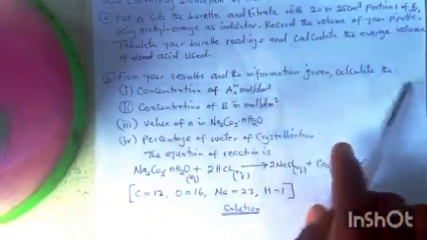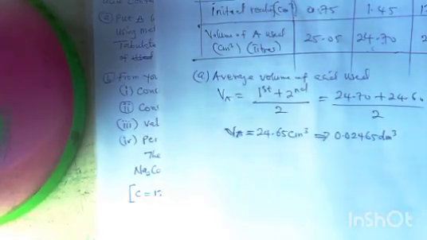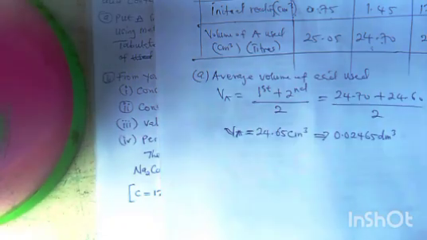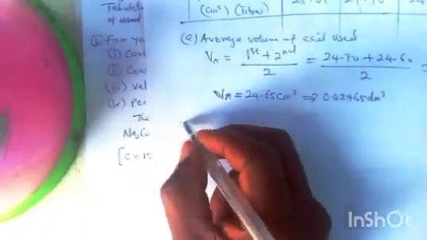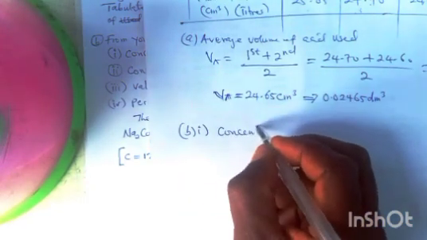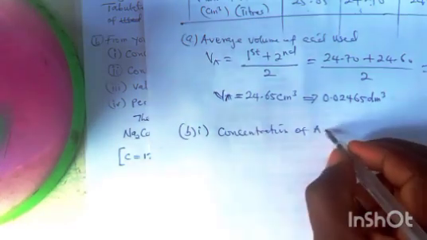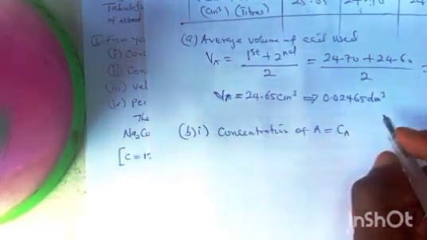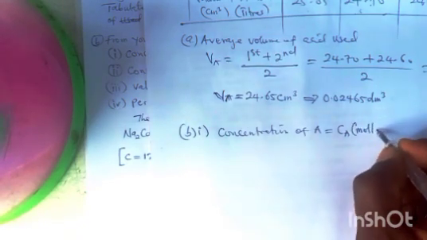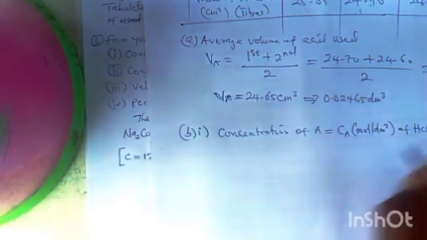Now the second question there is: from your result and information given, calculate the concentration of A in mole per dm cube. Now, when you want to check that, from B(i), we will say concentration of A, Ca, in mole per dm cube, of acid, which is hydrochloric acid, hydrogen chloride.